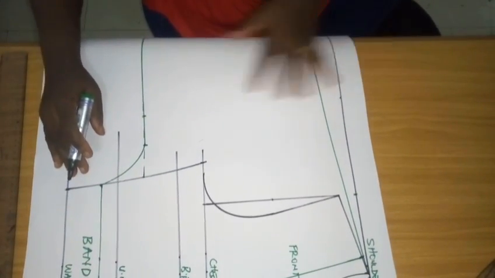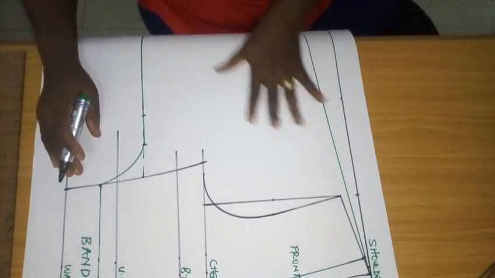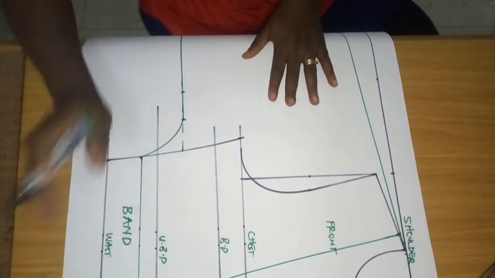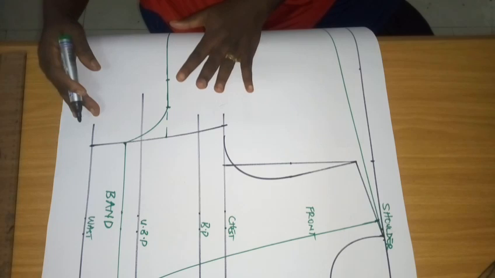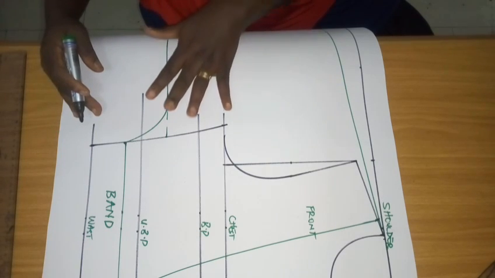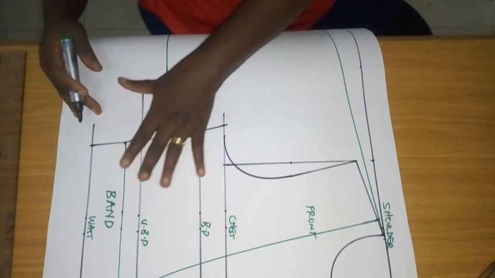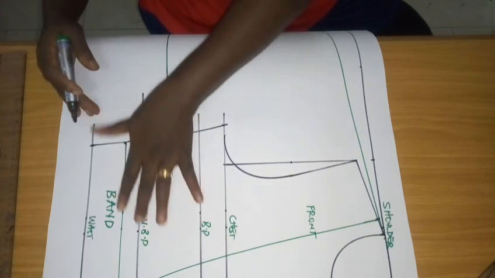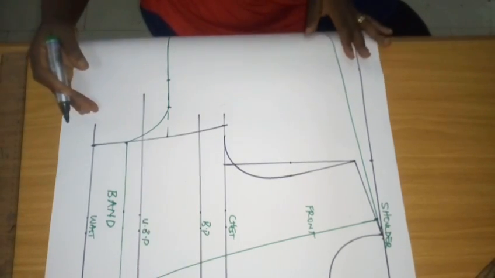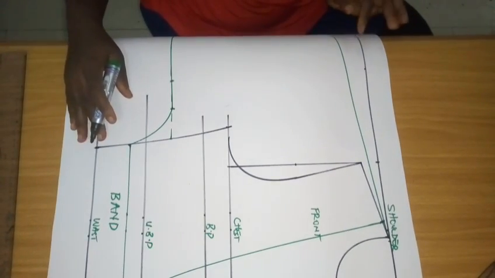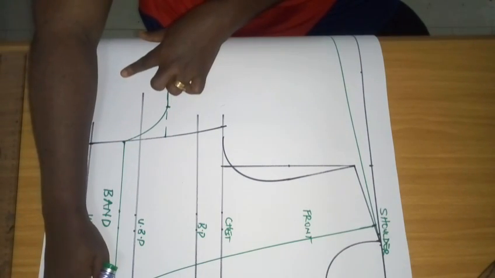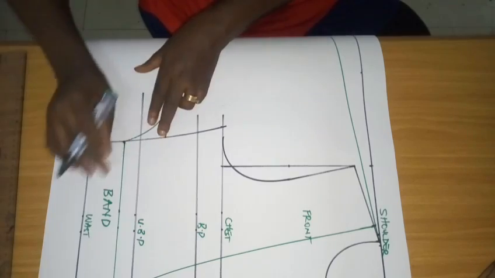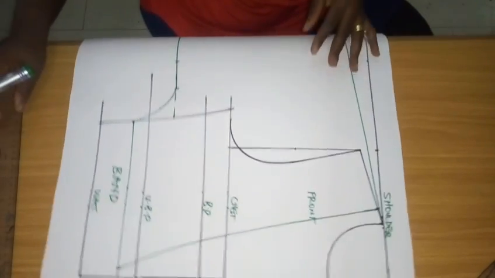Okay, so all these parts are the kimono, and here is the band. So the next thing we want to do, if you notice, is on the waistline. The kimono is being gathered into the waistline. So to form that gather, we are going to slash and open this waistline. Once we cut, we gather it back into the line.